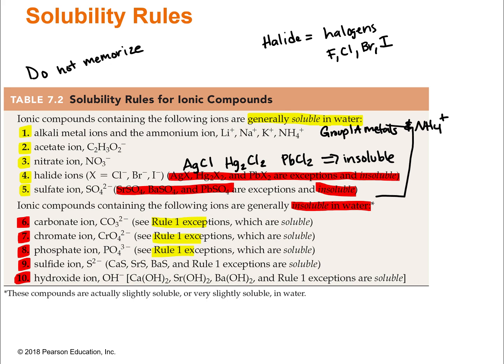Anything with the sulfide ion is going to be insoluble, except for these: calcium, strontium, barium, and of course the group 1A and ammonium. Same thing with hydroxides: calcium, strontium, barium, plus group 1A and ammonium. Those are soluble, everything else not.